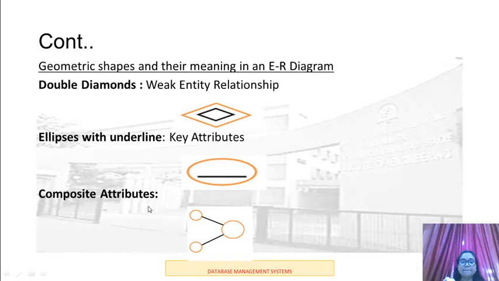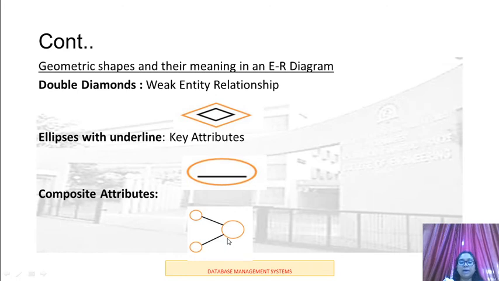Then the next one is the composite attributes. So what are composite attributes? Attributes come in two types: one is the single attribute and the other is the multi attribute. So what is a single attribute? A single attribute means having a single value, like your date of birth. Date of birth is a single value because two dates of birth are not valid. So date of birth is a single attribute, whereas a composite attribute is like your name.